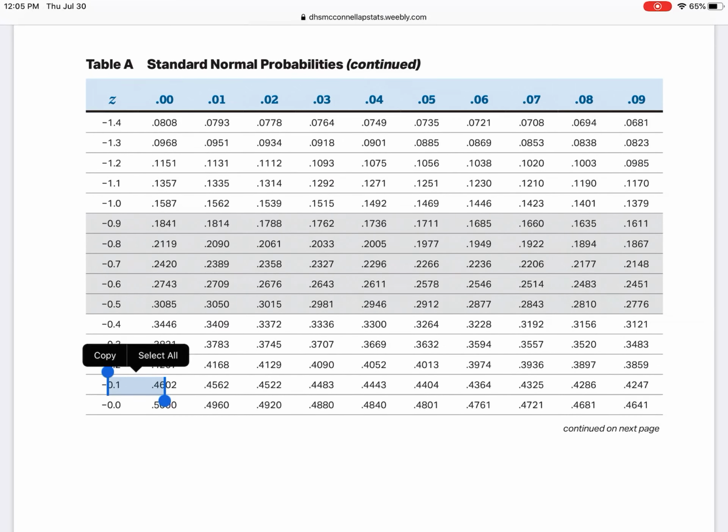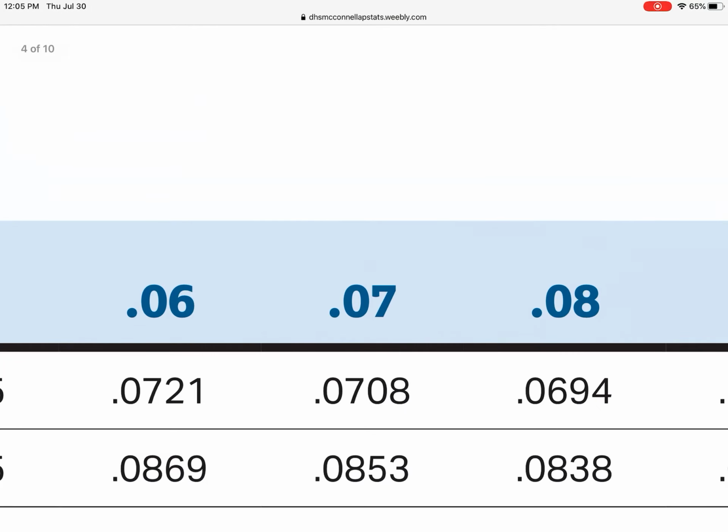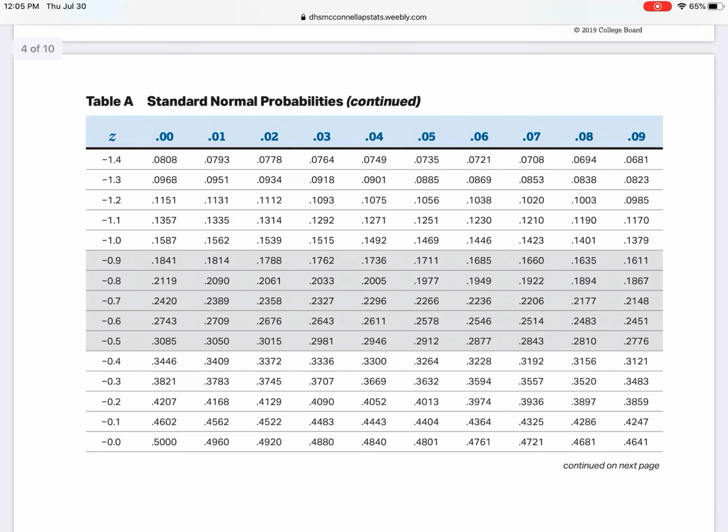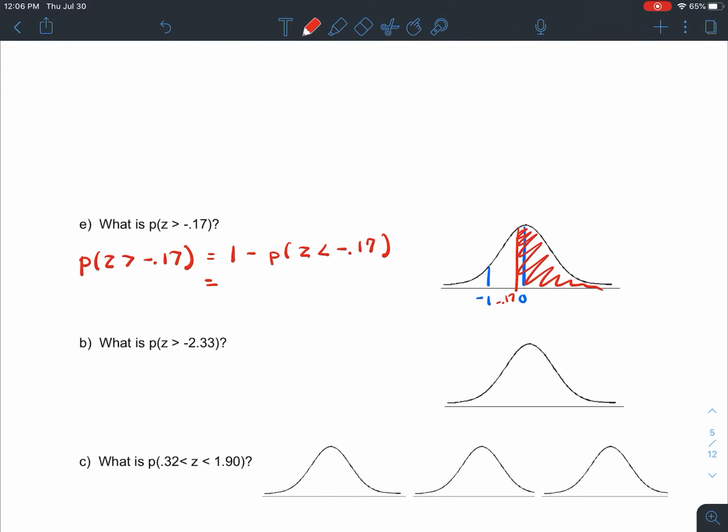-0.1 on the left side. Okay, that brings me right down to here. And then 0.07, I want to look up here at 0.07. Okay, I want to look where those two collide. It looks like it's an area of 0.4325. Okay, now again, that's not the answer. 0.4325 is the area to the left of the z-score -0.17. You would then subtract that off of 1, and that would roughly give you an answer of 56.8% would be the area there.